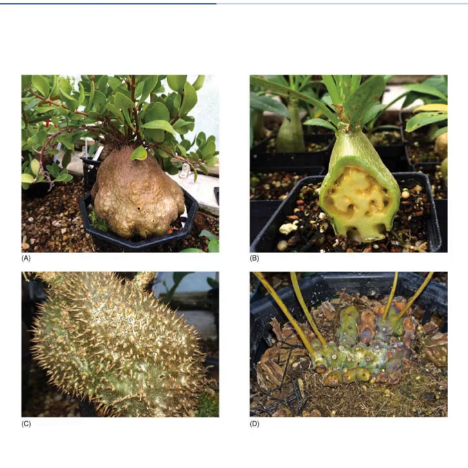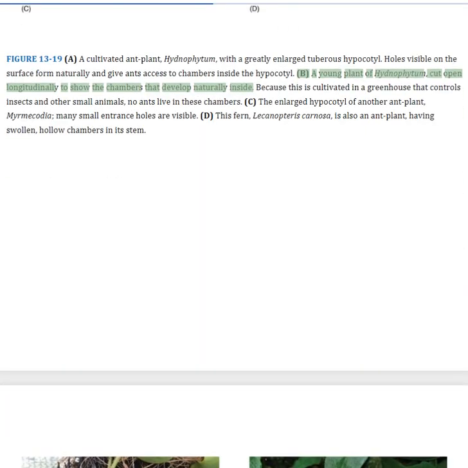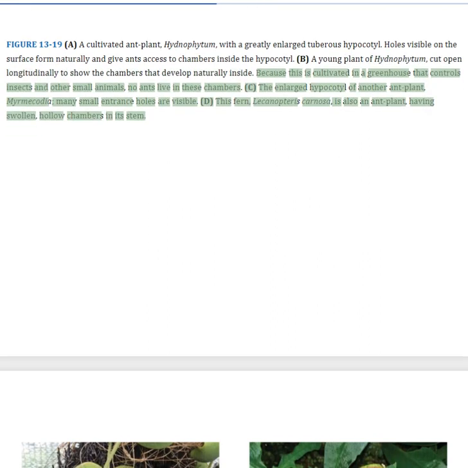Figure 13-19. A cultivated ant plant, Hydnophytum, with a greatly enlarged tuberous hypocotyl. Holes visible on the surface form naturally and give ants access to chambers inside the hypocotyl. A young plant of Hydnophytum, cut open longitudinally to show the chambers that develop naturally inside. Because this is cultivated in a greenhouse that controls insects and other small animals, no ants live in these chambers.